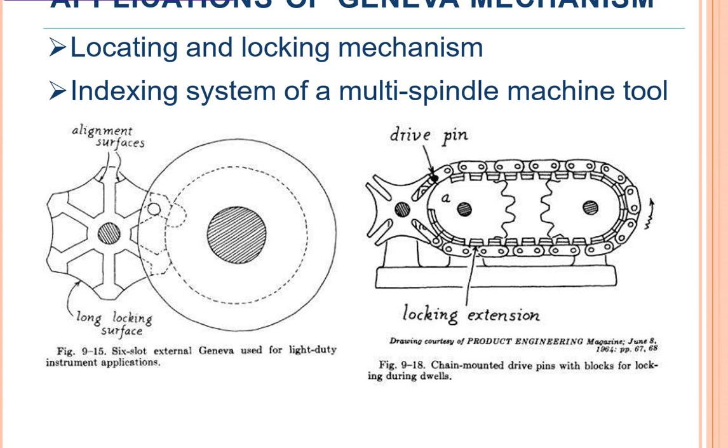So in the Geneva mechanism, what we can see once again is that it is applied to a chain-mounted drive pin with blocks for locking during dwells.